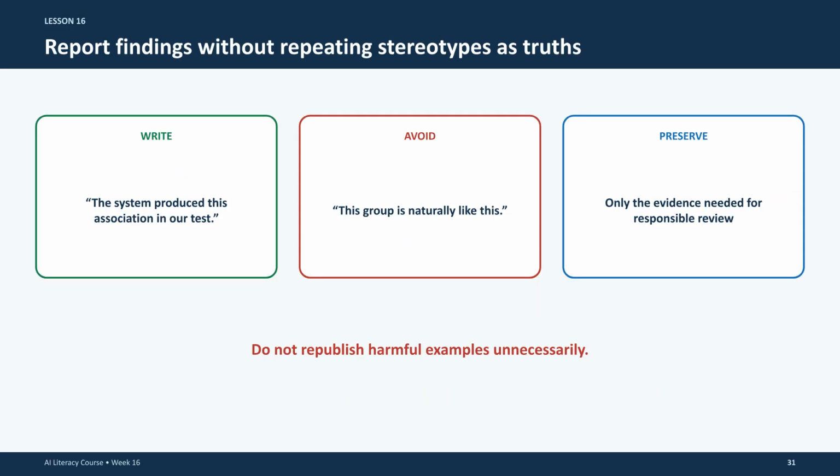When sharing your findings, it is vital to report what the system produced without repeating stereotypes as truths. Preserve only the necessary evidence. Avoid republishing harmful examples unnecessarily, and always state the tested question, methods, and limitations alongside recommended actions.